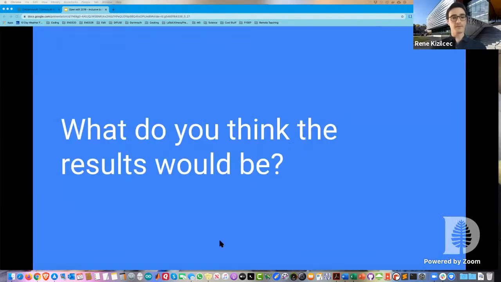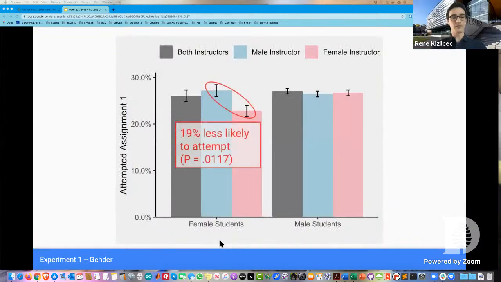So this is, we're gonna skip that. So here's what we found. Male students had no effect whatsoever. No matter which instructor condition they received, they were equally likely to progress to the first assignment in the course. Whereas female students were significantly less likely to proceed when the female instructor was shown. Okay, so this is not what we expected. We expected the opposite. We expected that the male instructor would maybe reduce persistence because there's no female role model.